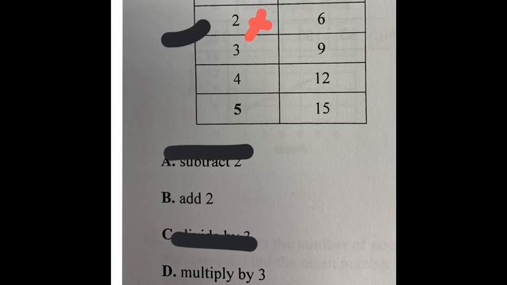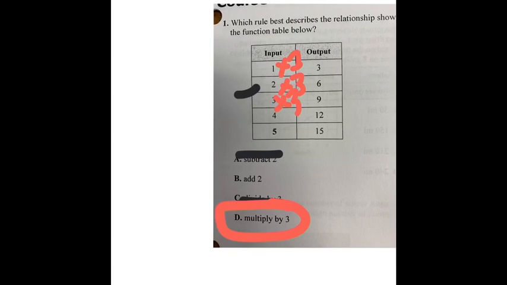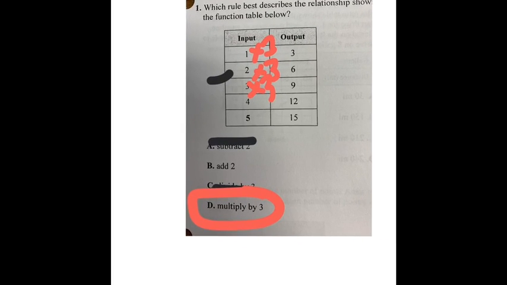So let me see here. I would say this is times 3, and this is times 3. So that seems to be my rule. 3 times 3 equals 9. And it worked all the way down, so that means my answer is multiplied by 3. That's number 1.